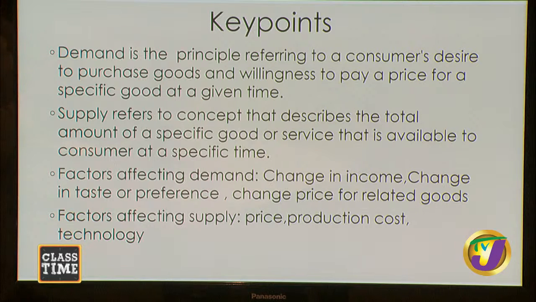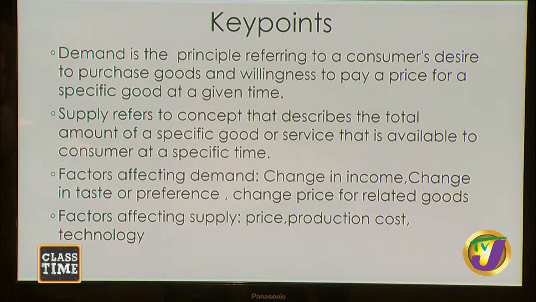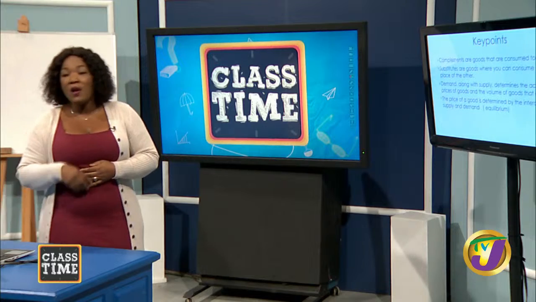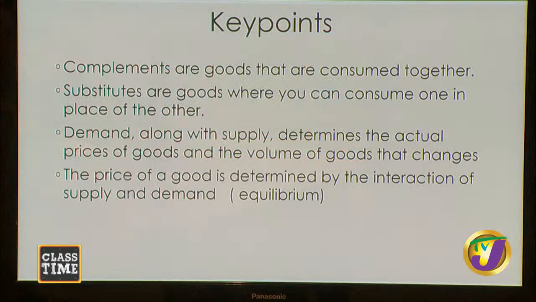Three, we looked at some of the factors that impacted demand, which are a few. We have change in income, change in taste or preference, change in price of related items. We also looked at the factors affecting supply. We looked at price, production, cost, and technology. We also looked at complementary goods and substitute goods. Complementary goods are consumed together. Substitute goods are consumed in place of the other. An example of substitute goods we looked at is lettuce and cabbage.